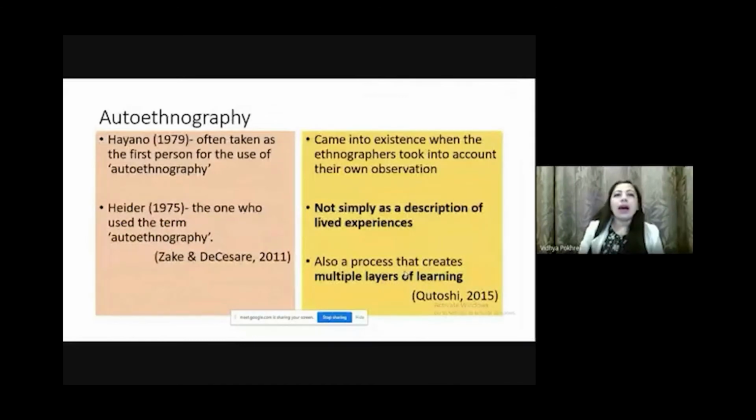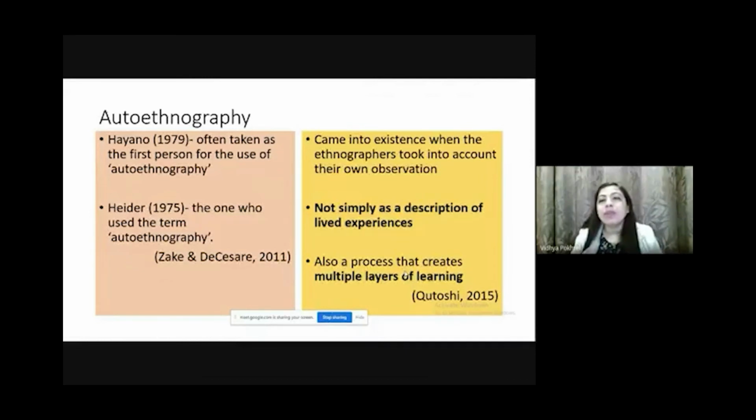Now here, when we say autoethnography, it is Hayano 1979 who is often taken as the first person to use autoethnography. But Hayder 1975 is the one who used the term autoethnography. And this is what Cheik, in 2011, claimed.